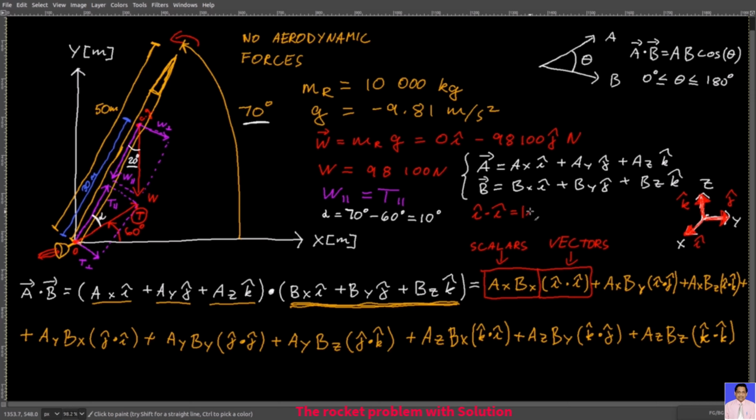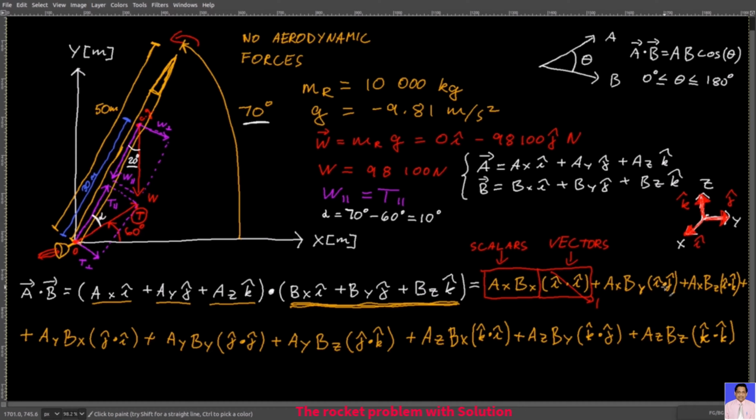Well, it would be the magnitude of i times the magnitude of i times cosine of the angle between them. So that would be 1 times 1. And then what's the angle between i and i? Well, they both point in the x direction, so the angle is 0 degrees. So cosine 0 degrees is 1. So you have 1 times 1 times 1, and so you get a scalar, which is 1. So here you have ax times bx times 1.